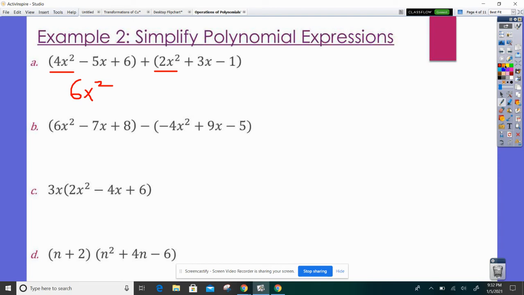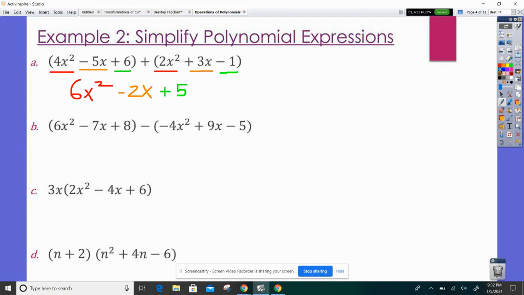Okay, the next term is -5x. -5x can be combined with 3x. -5x plus 3x is -2x. And then my last term is 6 in the first polynomial. 6 can be combined with -1. 6 minus 1 is going to give me a +5. Okay, so addition is just combining like terms.